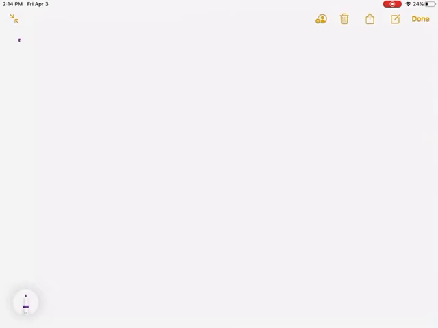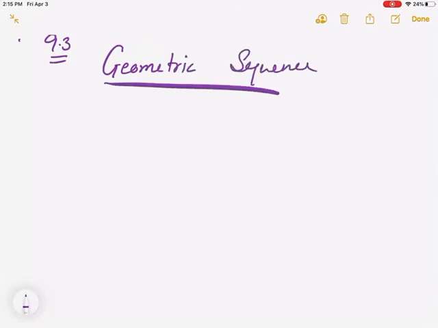So today's lesson is 9-3. This section is about geometric sequence. It's going to be pretty easy to understand geometric sequence just because it's similar to arithmetic sequence.